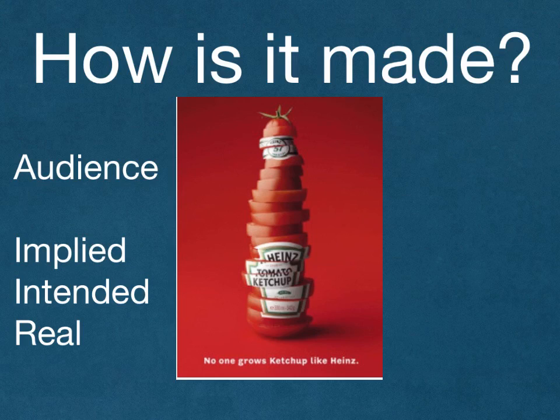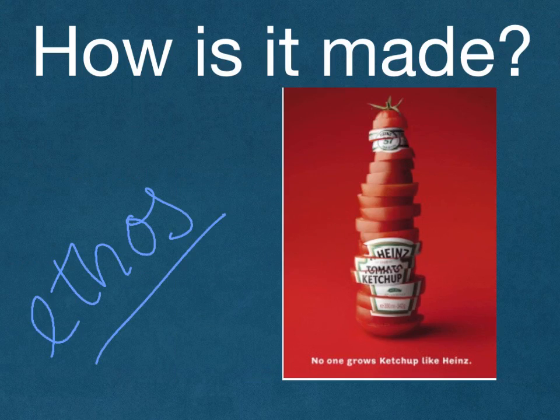Once we have an idea of who our audience is, we can look at the rhetorical appeals used. Let's start with ethos. Remember, ethos is the appeal to credibility. The advertisement uses ethos in several ways. For example, the name Heinz, which is a well-known brand, shows up twice. This brand name alone lends credibility to the text. Another example of ethos in this advertisement is the phrase, "No one grows ketchup like Heinz." This phrase makes a clear claim about the credibility of the product.